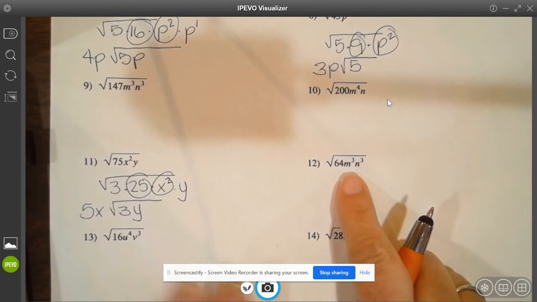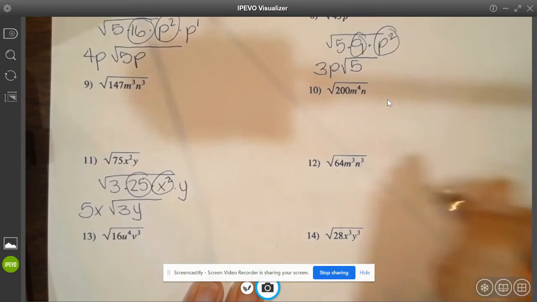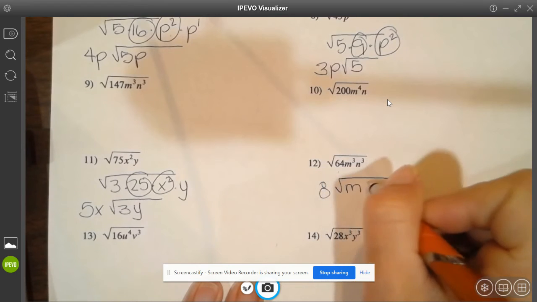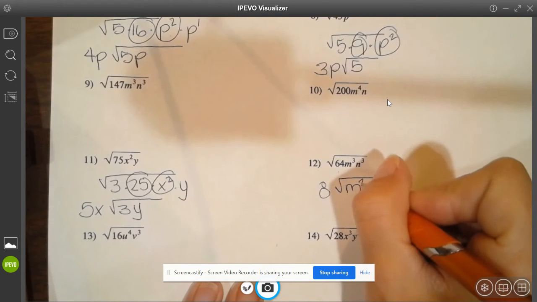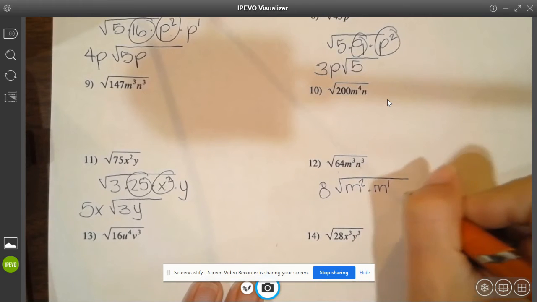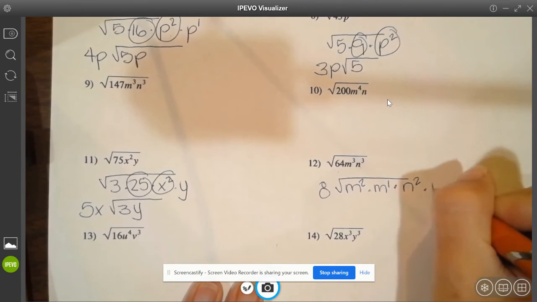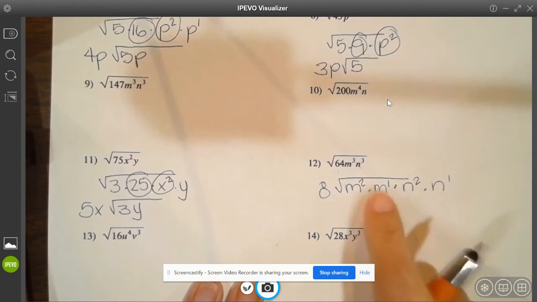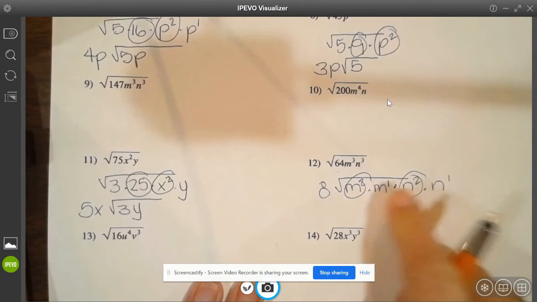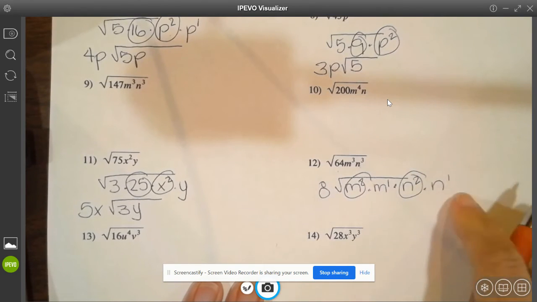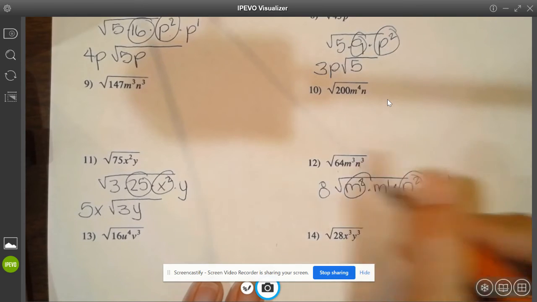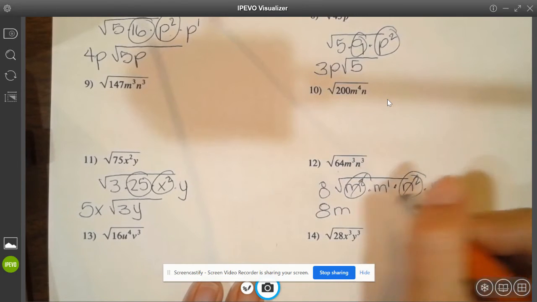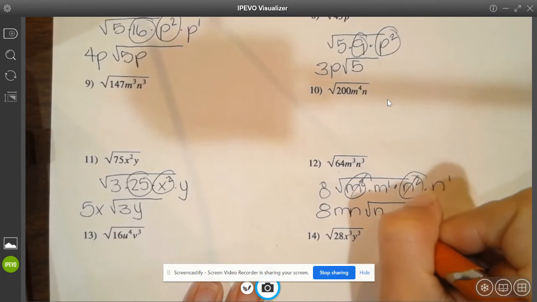Okay, something like this would be, well, you can take the square root of 64, so that's 8, and then you're left with m. So break them in pairs, right? So that's 2 times m, and then n times n squared times n, so that's 3 m's and 3 n's, right? That's what you have here. And then you can take the square root of this one, and you're left with 1m and 1n inside the square root. So that's 8m, and then n times the square root of mn.